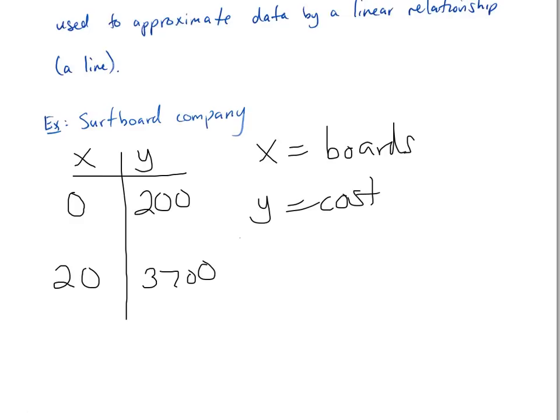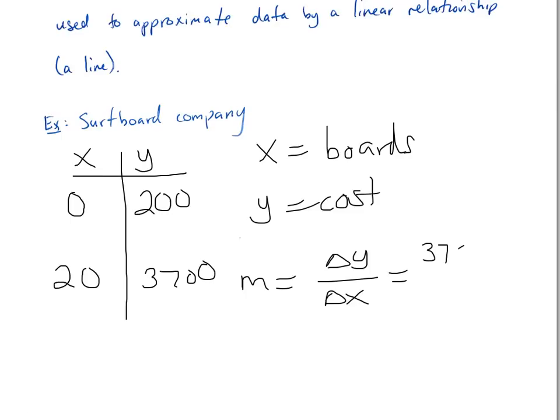So if we're trying to come up with a way of describing how the cost depends on the number of boards, we have everything we need to define a linear model. We have 2 points of information. So from those 2 points, let's define the slope. So m equals the change in y over the change in x. And remember, the order in which we choose this is going to be important. So let's start with the bottom y value.